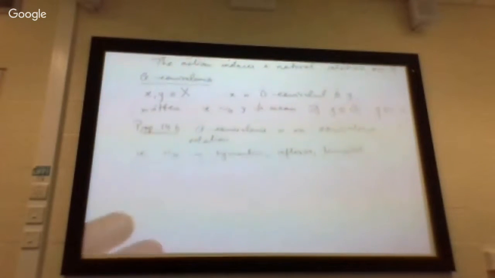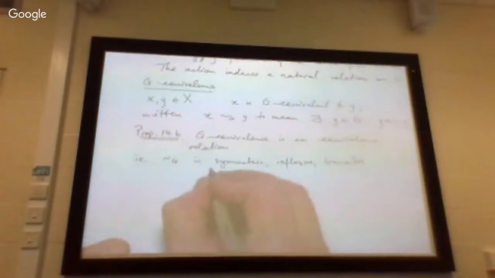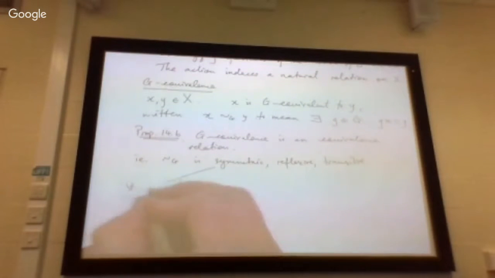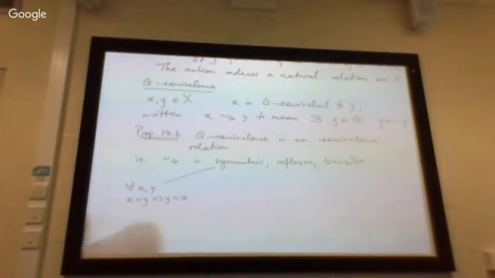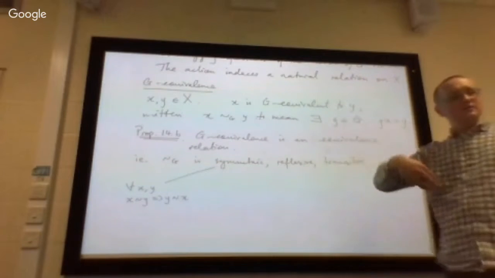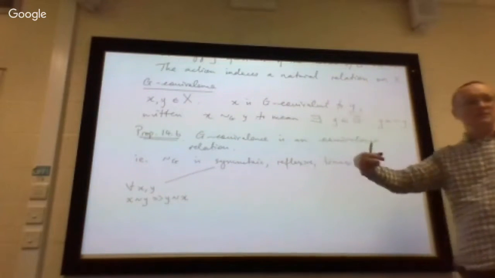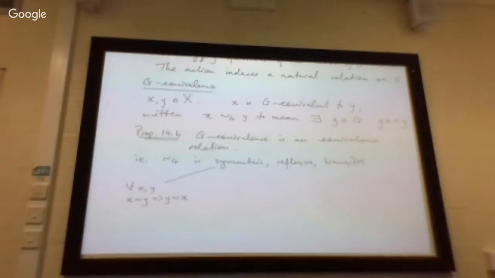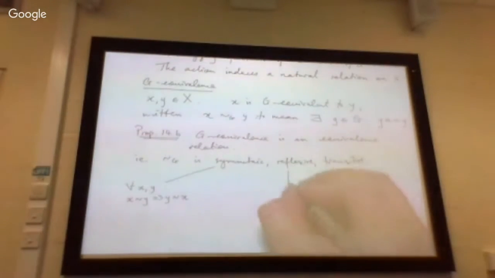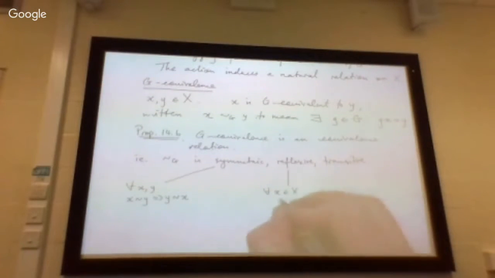So what does this mean? Symmetry means for every x, y, x tilde y implies y tilde x. So if the relation goes one way, it goes the other way, automatically. If I'm related to you, you're related to me. Okay? So it's symmetric. Reflexive means for every x in X, x is related to itself.